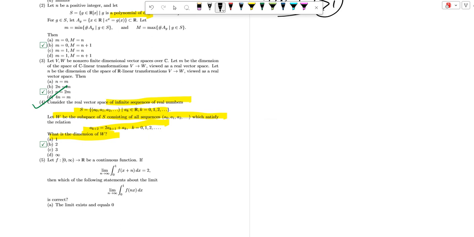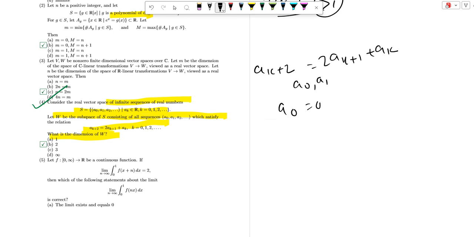To solve this problem we need to understand the given relationship that defines the subspace W. The relationship is a_{k+2} = 2a_{k+1} + a_k, for k equal to 0, 1, 2, and so on. This implies that once the first two terms a0 and a1 of a sequence in W are given, all the subsequent terms are determined by this recurrence relation. Let us consider the possible values of a0 and a1.